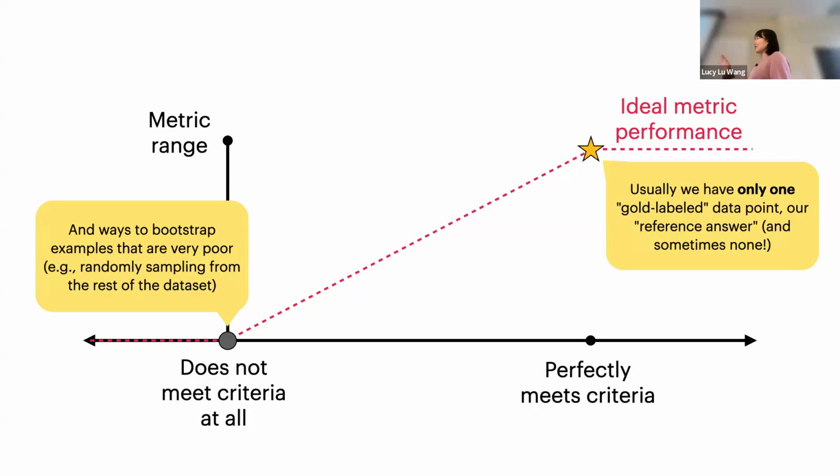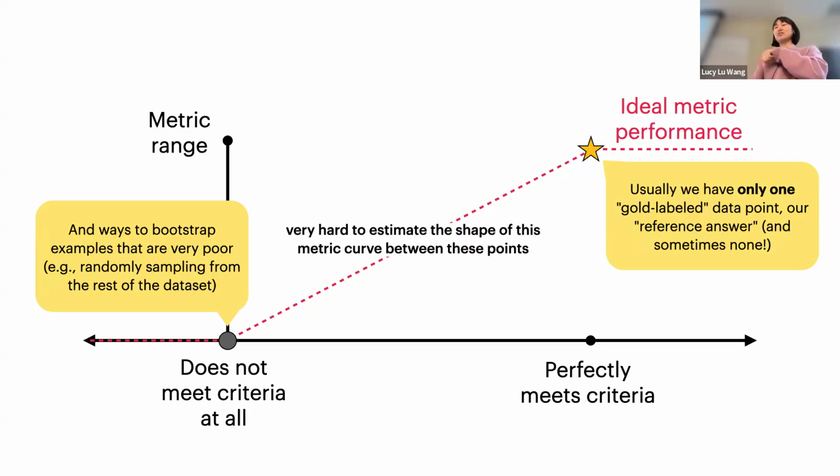But regardless, I think the image I'm trying to paint here is that we don't actually have anything in the middle, or rarely do we have anything in the middle with human labels that's going to help us estimate the shape of the metric curve. So it's really difficult to estimate the shape of this curve.